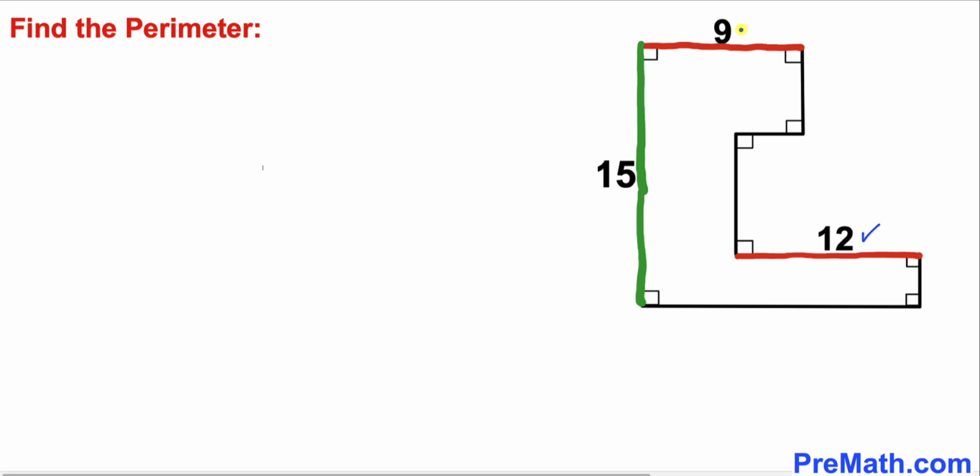In this video, we have got this interesting shape such that this side length is 12 units, this side length is 9, and this side length is 15 units. Now we are going to calculate the perimeter of this given shape.